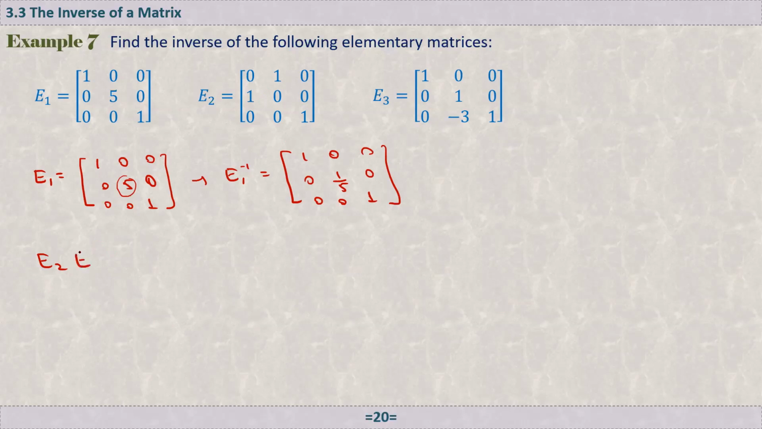Right, E2 inverse. Let me just write like this. So here we have 0, 1, 0, 1, 0, 0, 0, 0, 1. So also its inverse will be of the same type. That means that it will be exactly the same. Just we need to interchange these two rows. So it is 0, 1, 0, 1, 0, 0, 0, 0, 1.